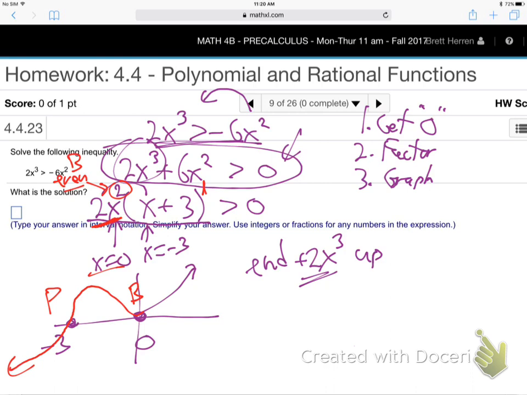Now, can you answer the final question? What's the final question? Well, greater than 0. Where is it greater than 0? Negative 3 to 0, and then 0 to infinity. Yeah, everybody see that? That's right. So from negative 3 to 0 and 0 to infinity.